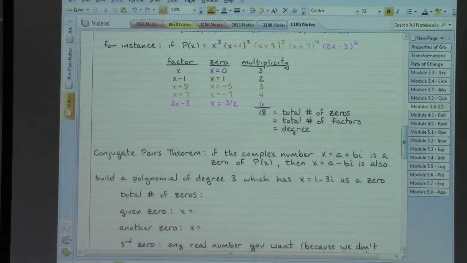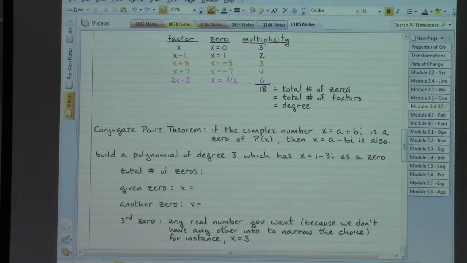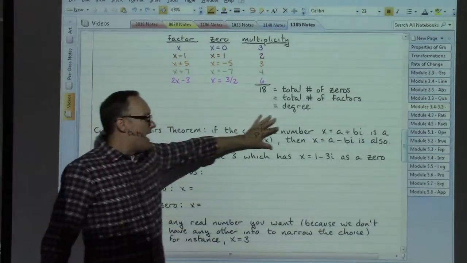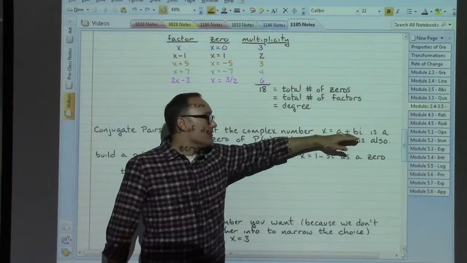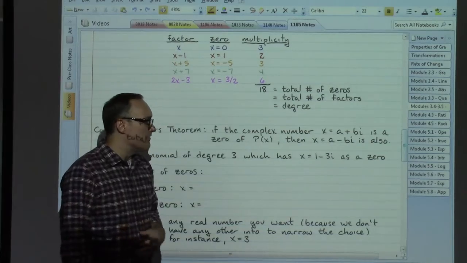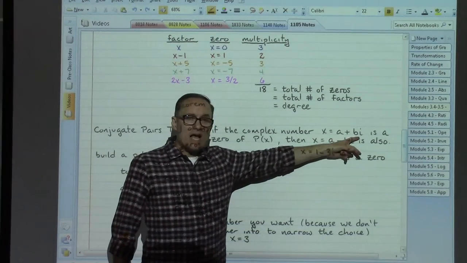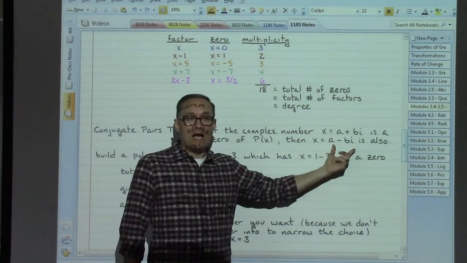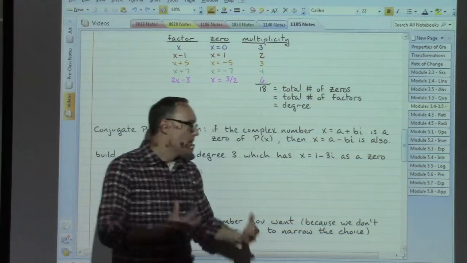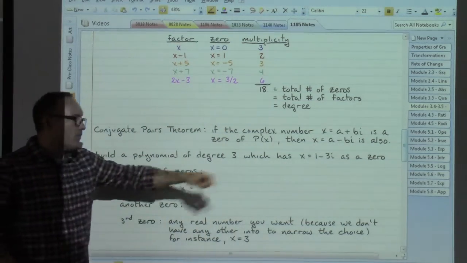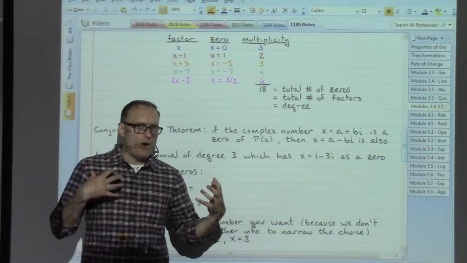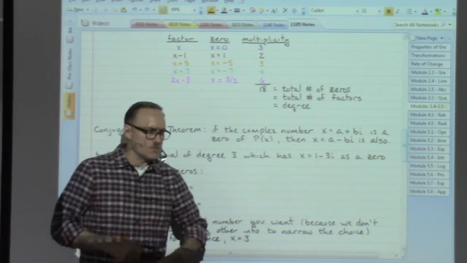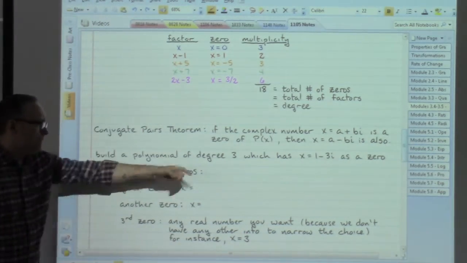Here's something that I mentioned already, and that is we're already dealing with nicer kinds of polynomials, ones that are going to have complex numbers that come in pairs. They're going to come in conjugate pairs specifically. So a plus bi is a zero. Guess what? A minus bi is also going to be a zero. They're going to come in pairs. So if we wanted to build a polynomial, not just take one apart, we're going to build it now. We can go in both directions. There's versatility here.